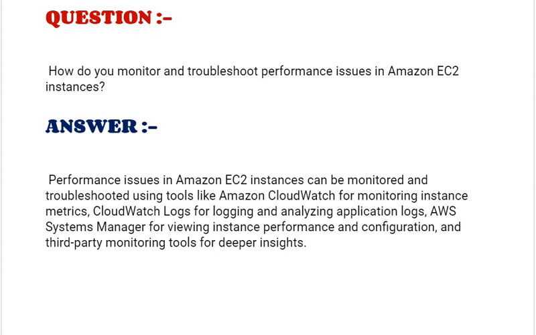Our next interview question is: how do you monitor and troubleshoot performance issues in Amazon EC2 instances? Your answer should be: performance issues in Amazon EC2 instances can be monitored and troubleshot using tools like Amazon CloudWatch for monitoring instance metrics, CloudWatch Logs for logging and analyzing application logs, AWS Systems Manager for viewing instance performance and configuration, and third-party monitoring tools for deeper insights.